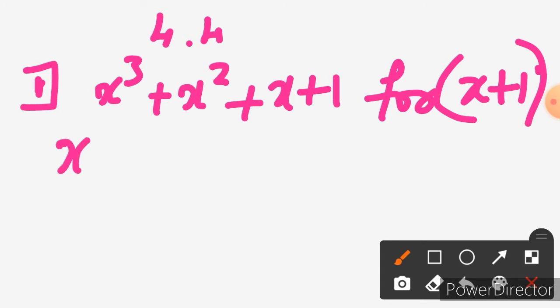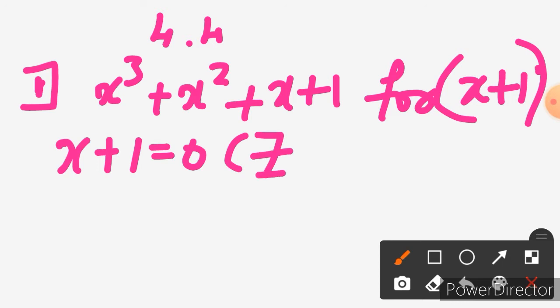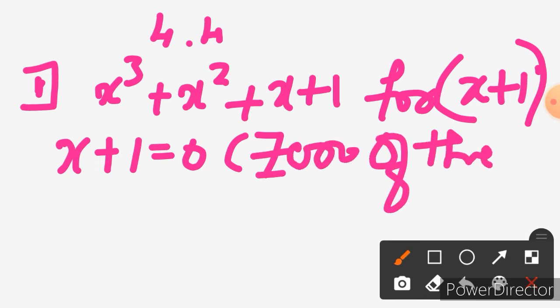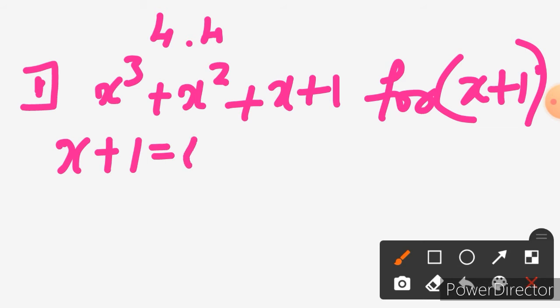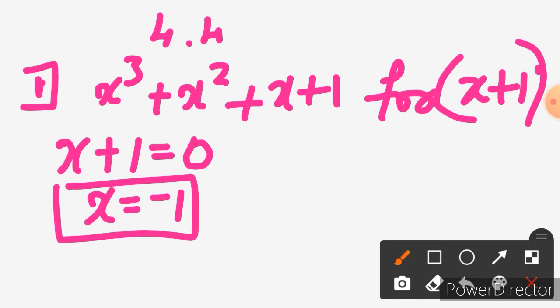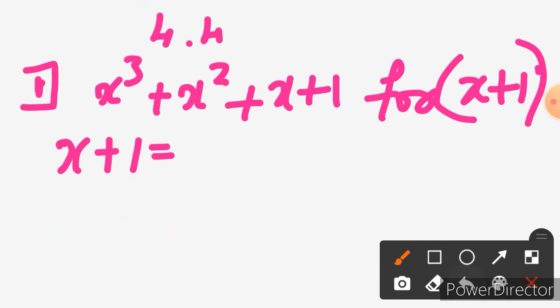For this, I'll simply find the x value. Set x plus 1 equal to 0. This is called the zero of the polynomial x plus 1. By equating it to 0, I get the x value, which will be minus 1. Now I can substitute the x value in this polynomial.